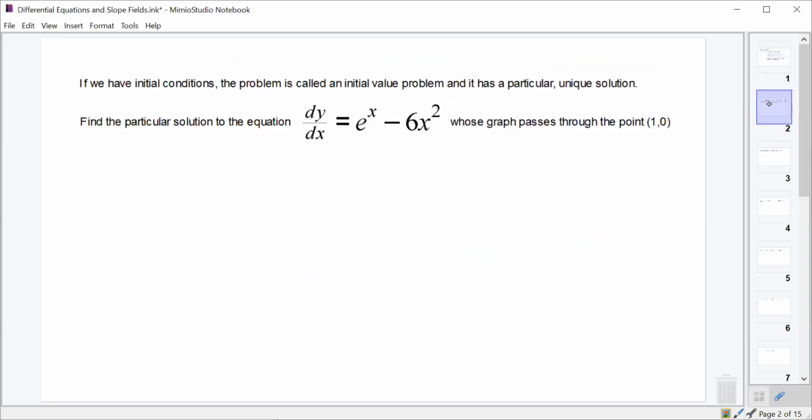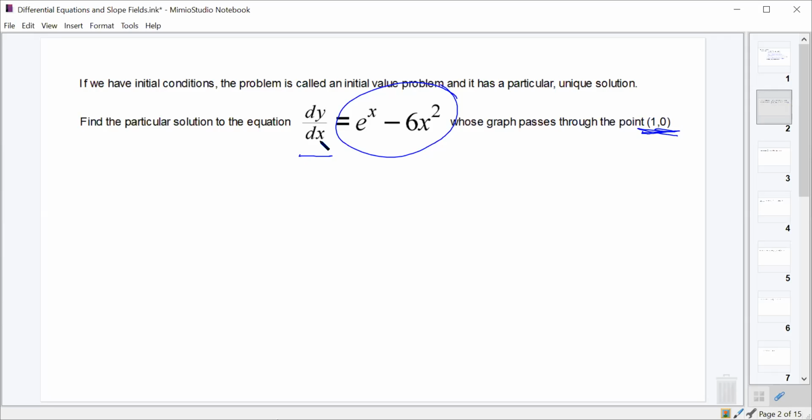All right, so now we will add in this initial condition here. When we add in the initial conditions, what we usually call these are initial value problems, and each initial value problem has just one particular solution, one unique solution. We want to know the function that has e to the x minus 6x squared as its first derivative and also goes through the point (1, 0).